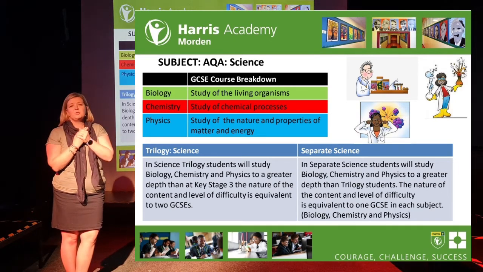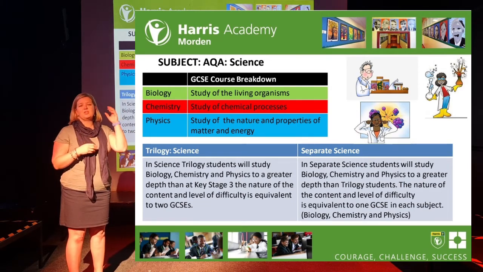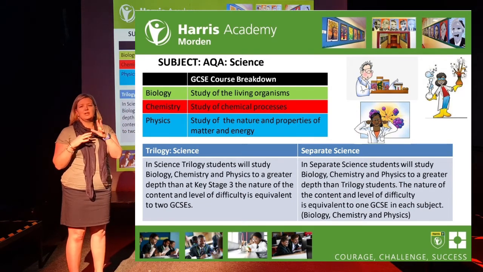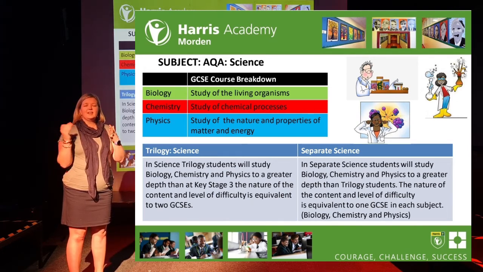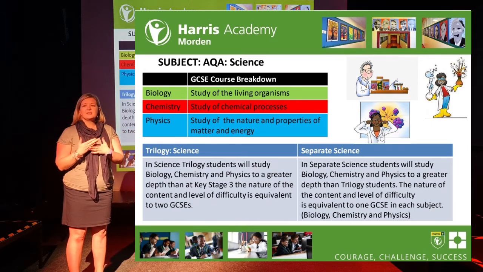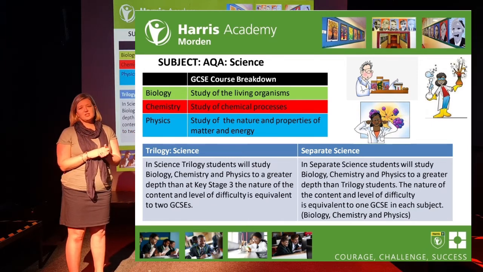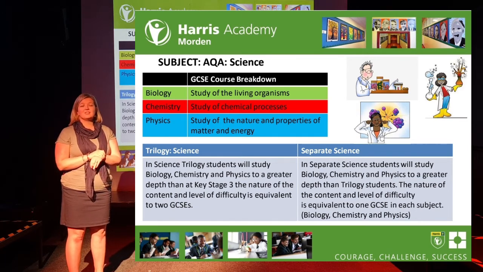Some people would be invited to do triple science, which means you'll also do biology, chemistry, and physics, but you'll just do a little bit more work to give you three GCSEs at the end instead of the combined science where you would have two. Separate sciences would be on invitation only. But we will get through most of those details by the time you are at the end of your term.